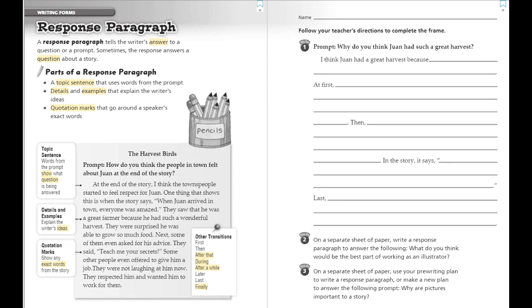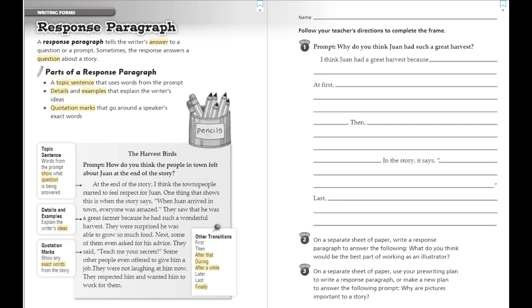Last on this page where it says other transitions. These are transition words that you've seen some of them, but you may not have seen others. And so I want you to highlight the ones that I highlighted. These are ones that you may not have seen. After that means something that comes next. During, two things are happening at once. After a while, it means time has passed. And then finally is the last thing that happens. Usually wraps the story up a little bit.